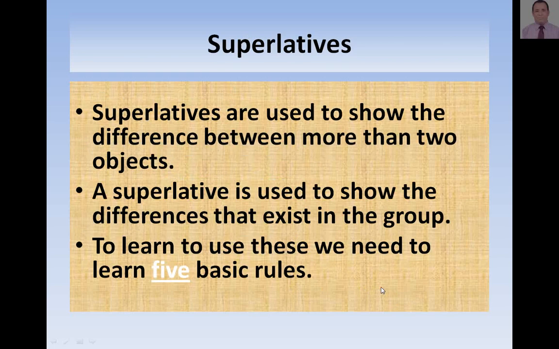Okay, now we finished comparatives. Let's talk about superlatives. Superlatives are used to show the difference between more than 2 objects or 2 persons. If I talk about 2 objects or more than 2 objects or more than 2 persons, I should use superlatives.